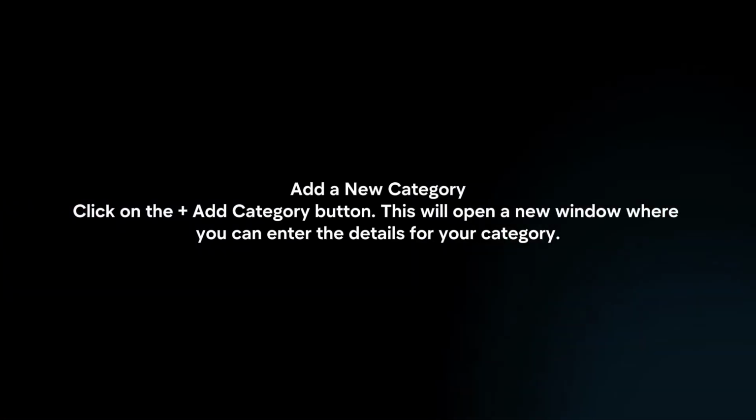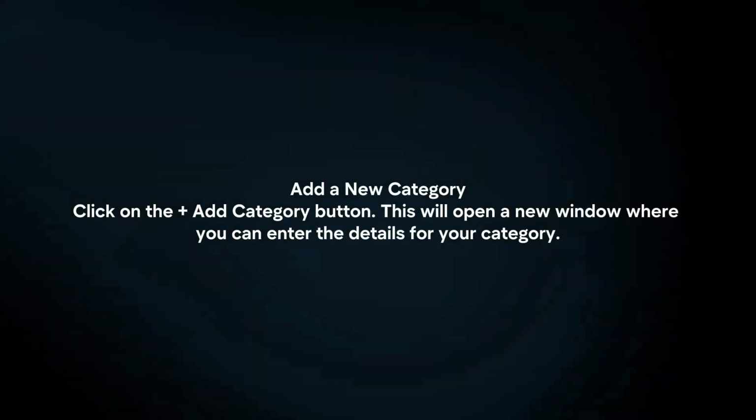Add a new category. Click on the plus Add Category button. This will open a new window where you can enter the details for your category.